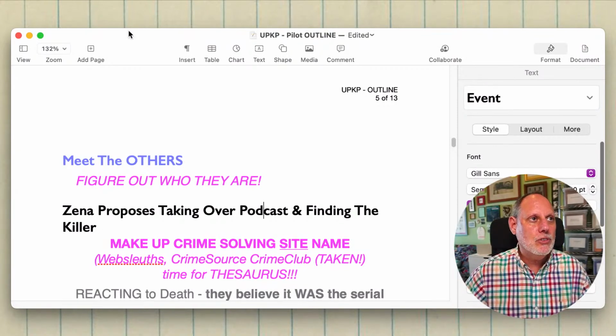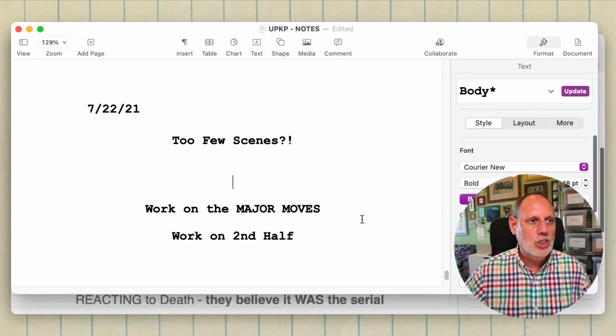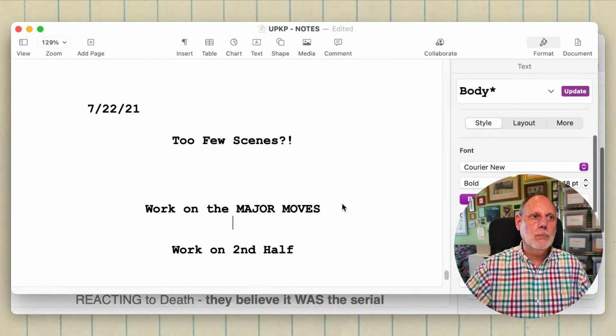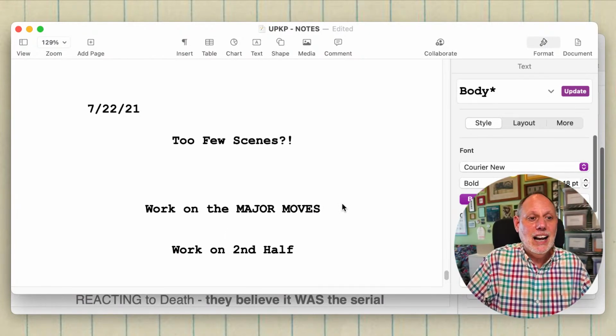But this also brought up another concept for me, which was I wanted to show you what I think the major moves are. It's just a thing I made up. Do not be fooled. This is not an official thing. But I like to call the big shape of the script or the series the major moves.